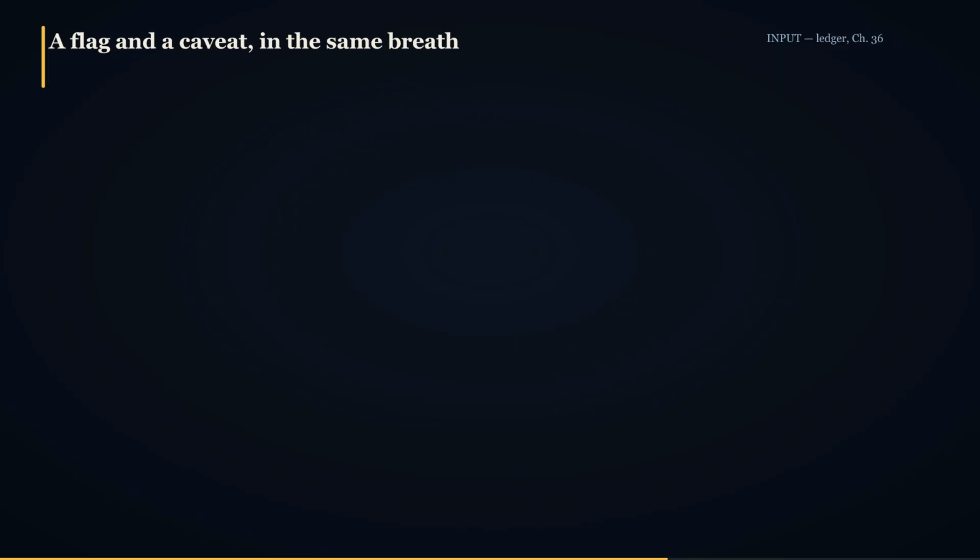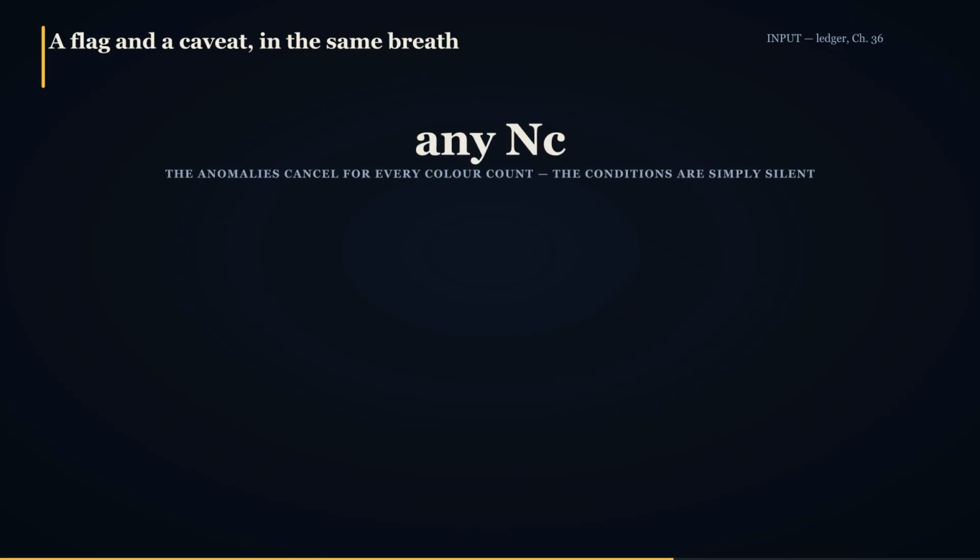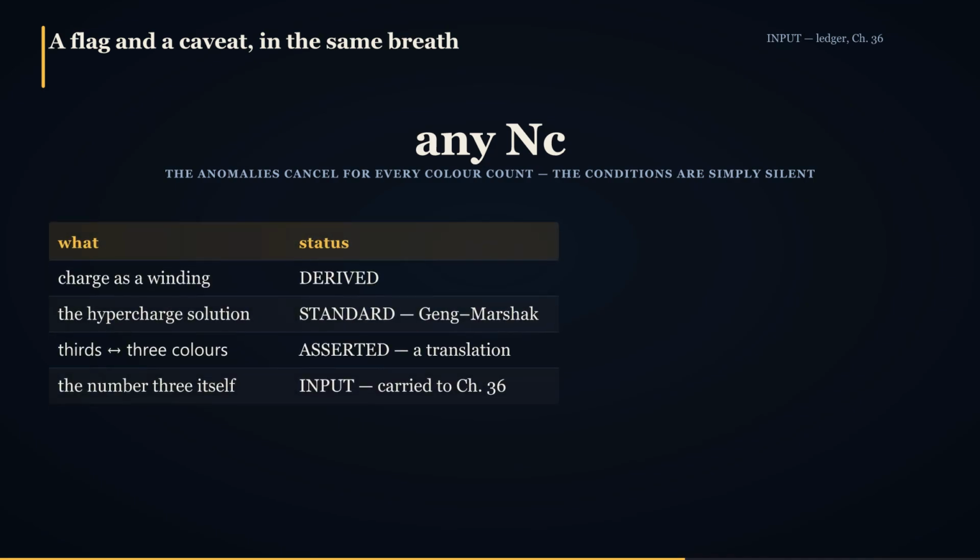Which makes this a good place to plant a flag and a caveat in the same breath. The anomalies cancel for any number of colors, any number. So the color count is not anomaly derivable. The conditions are simply silent about it. 3 enters this theory as an input, a channel count on the substrate, and the only thing fixing it is the measured minus a third. That debt is carried openly to the honesty ledger, where its verdict is recorded as input, not as a derivation.